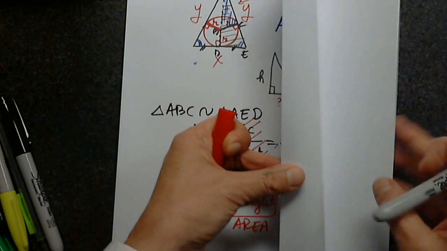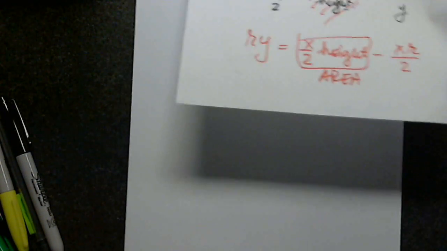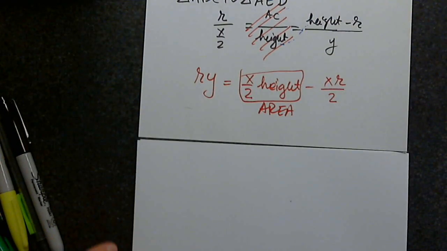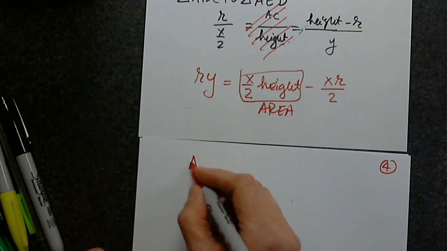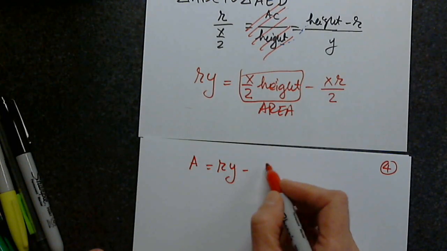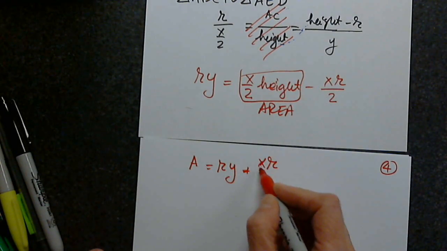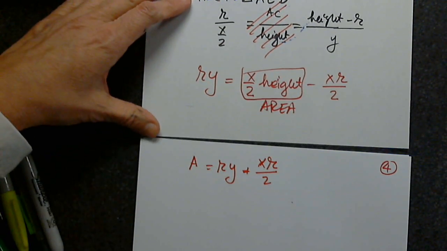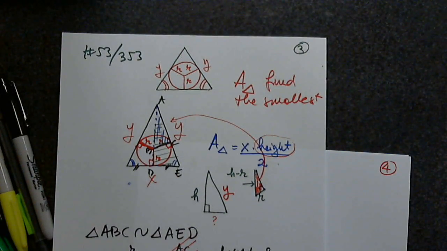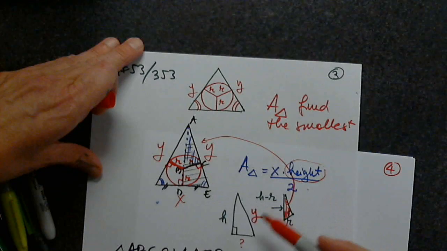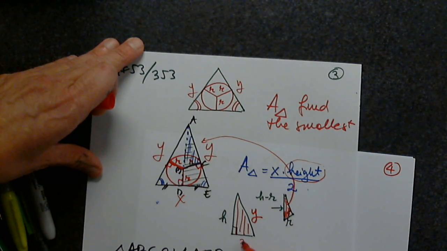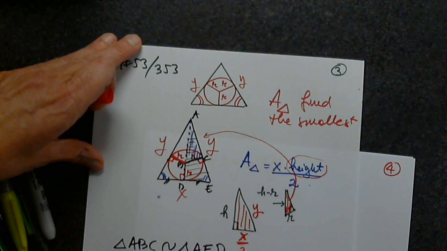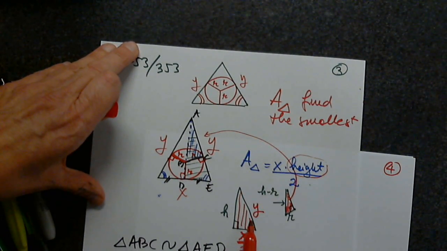I still don't know. I can't say for sure where I'm going. So I know that the area is ry plus xr divided by 2. X I like. R I like. It's a number. What I don't like is the y. But I know how to get rid of it. So from this triangle, this is x over 2. So let's see how I can get rid of y.